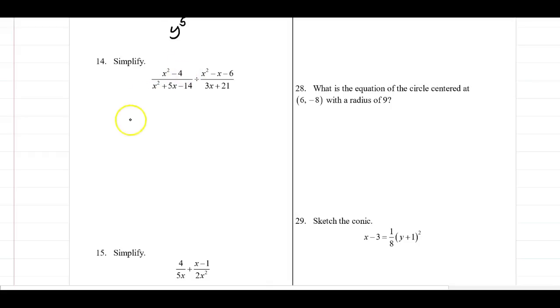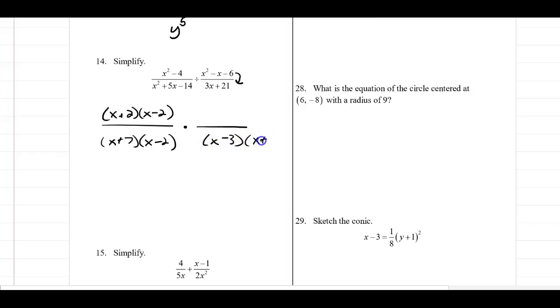Alright, on 14 we're going to factor everything we can. And so on the top there we get x plus 2 times x minus 2, just difference of squares. On the bottom, this factors to x plus 7 times x minus 2. So when we divide, we actually multiply by the reciprocal, and so this is going to go to the bottom. And so I'm going to factor that now and get x minus 3, x plus 2. And then this is going to go to the top.